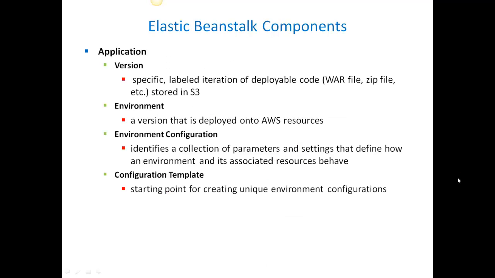The components of Elastic Beanstalk are application, which is your highest level of the component. And within that, you can have multiple versions, and that's a deployable set of code. So it'll be a WAR file if you're in Java, or a zip file if you're in .NET. You also have multiple environments. So you can have a development environment, test, prod, whatever else you might need. Each environment has a set of configurations associated with it, and then you can also save that configuration as a template in case you want to use it again.